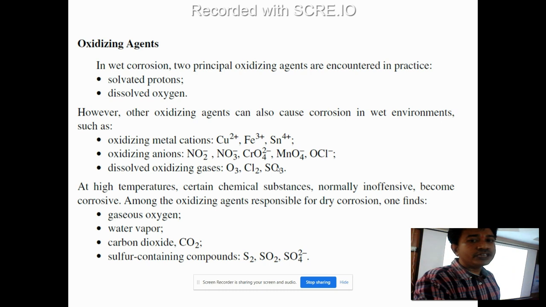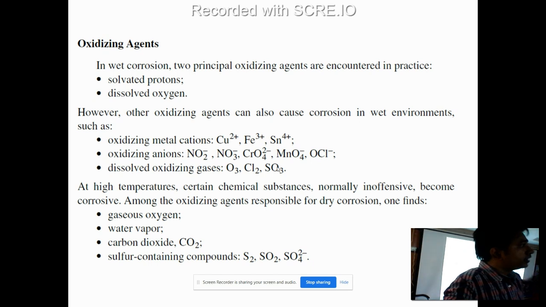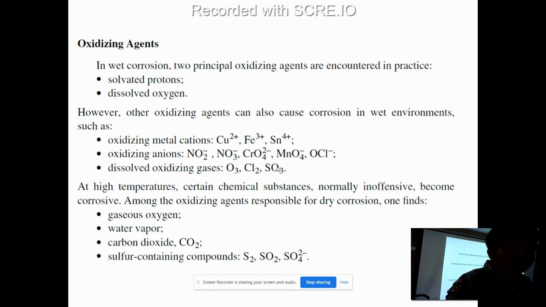Cu2 plus, O3, Cl2. Because I already said in the series, chlorine and fluorine at the top are highly oxidizing agents, so all are good oxidizing agents. So what will happen in the presence of oxidizing agents? Your corrosion rates are much enhanced. In the absence of oxidizing agents, your rates will be something, but in the presence of oxidizing agents, what will happen? That's what I give an example.